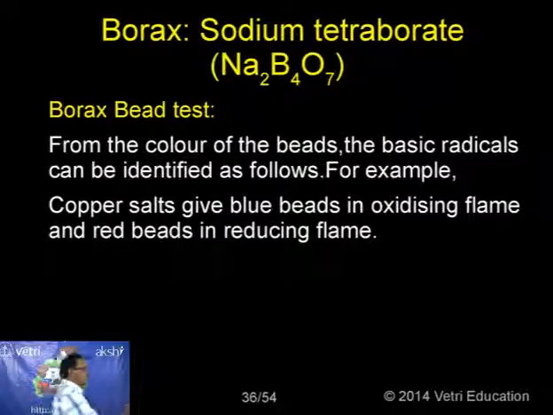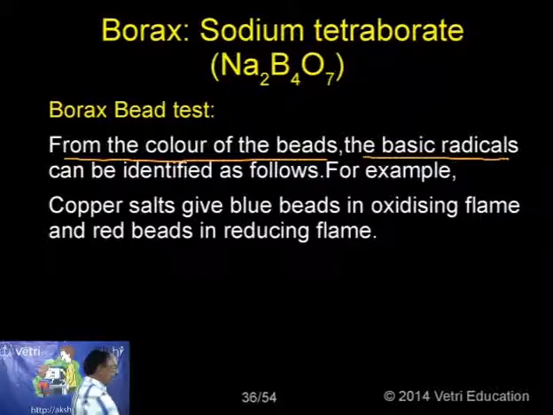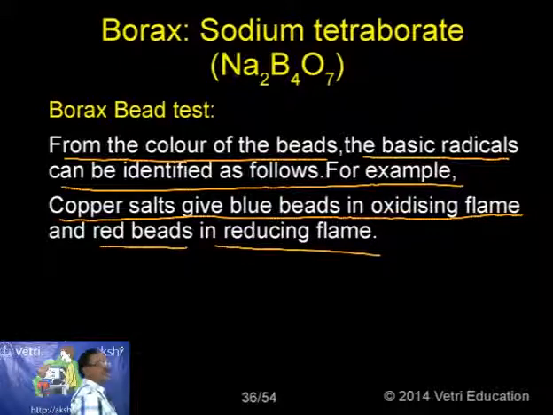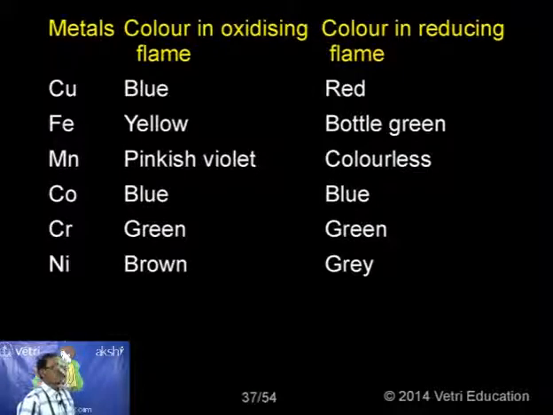Here, from the color of the beads, the basic radicals can be identified as follows. For example, I have already given: copper salts give blue beads in the oxidizing flame and red beads in the reducing flame. You might have already studied the flame in your 8th and 9th standard. There are two portions in the flame: one is the oxidizing flame, another is the reducing flame. In these two different regions you get two different colors. I can give the list here. Kindly appreciate the interesting information. So this is the first list, metals.